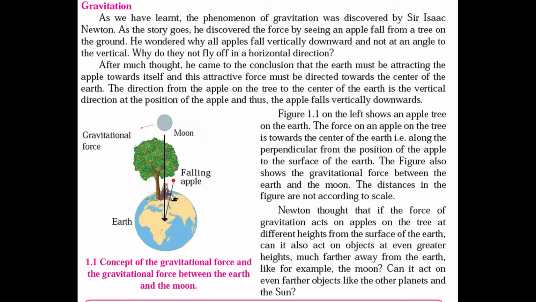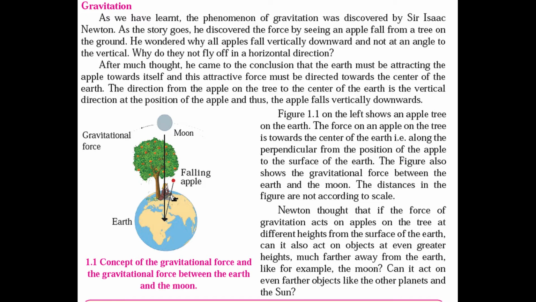So let's learn something about gravitation itself. As we have learned, the phenomenon of gravitation was originally described by Sir Isaac Newton, and as the story we all know, he discovered the force by observing an apple falling off the tree on the ground, and then he wondered why all apples fell vertically downwards and not at an angle to the vertical, and why they do not actually fly off in a horizontal direction. Why do they always fall on the ground?